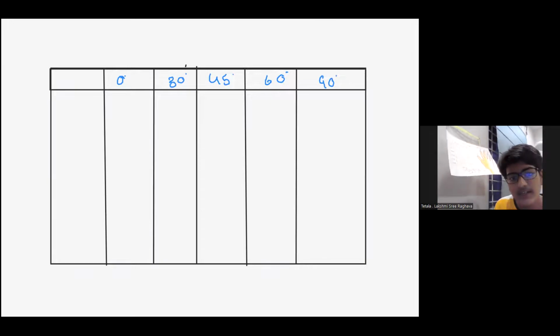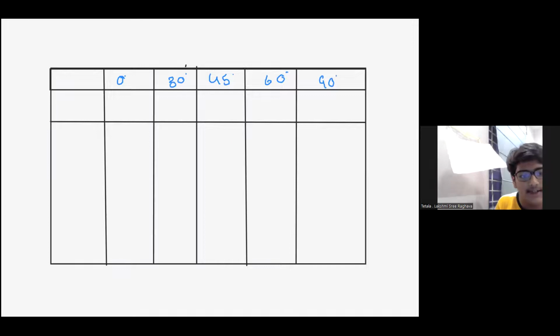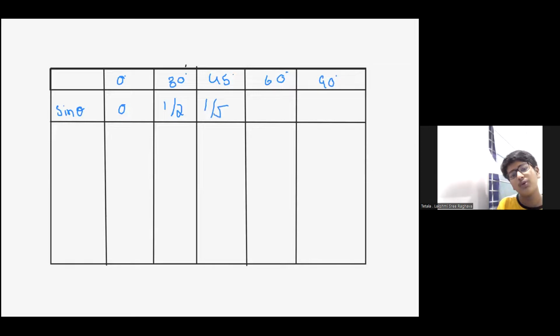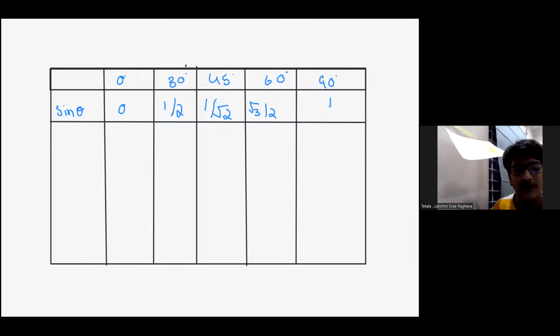First, let us write the values for sine theta. Sine theta, 0 degrees is 0, 30 degrees is 1 by 2, and then 45 degrees, it is 1 by root 2. Let us write it here, 1 by root 2, and then root 3 by 2, and then the final answer is 1. So sine theta values we got.